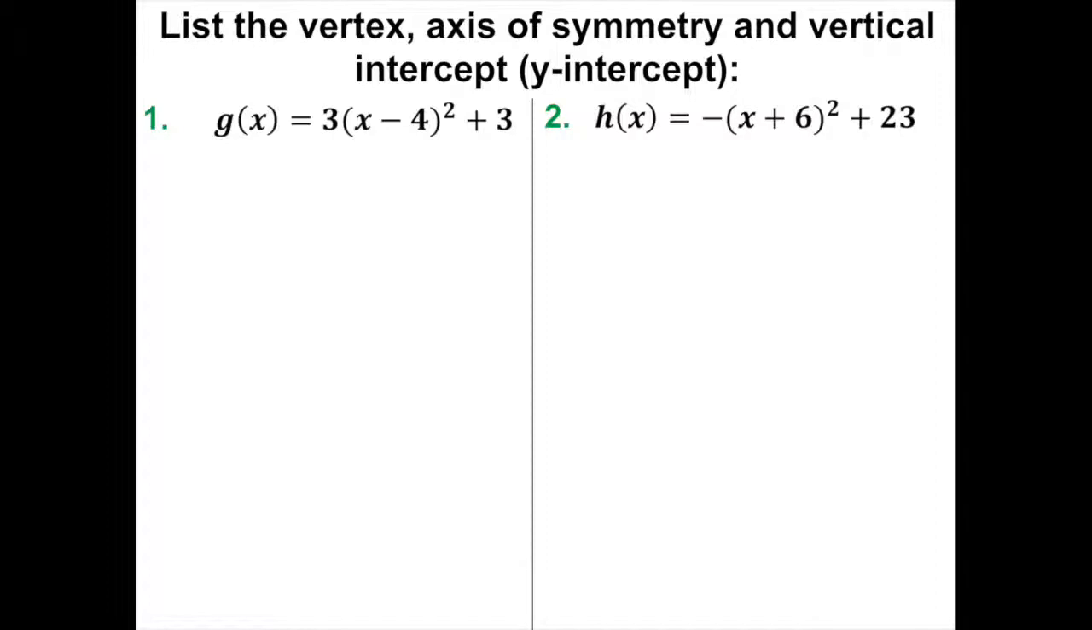Okay, so let's try 2 more. Go ahead and push pause now. And whenever you're ready, come on back and push play.